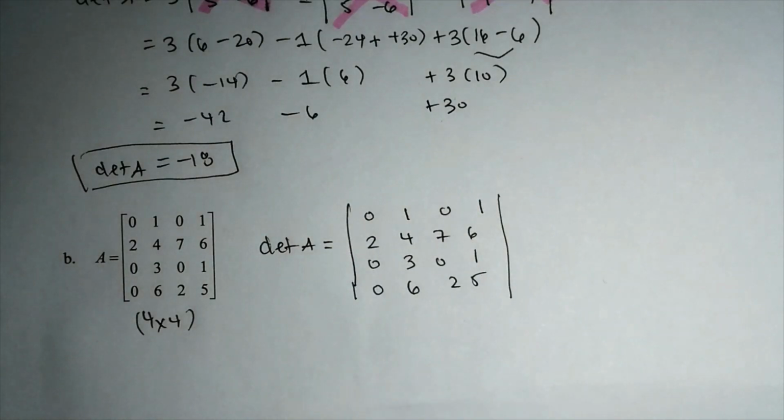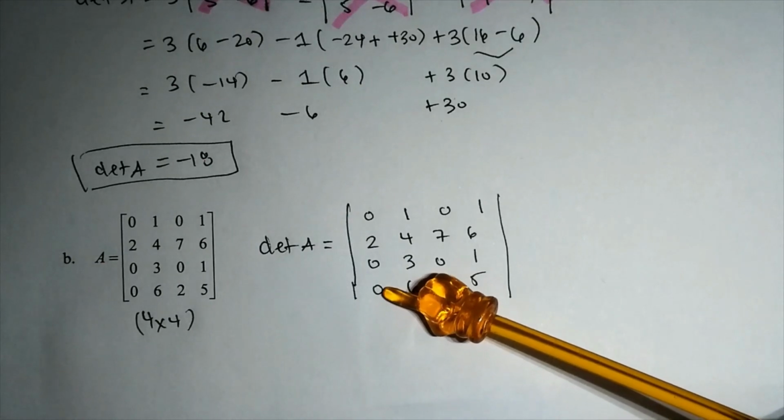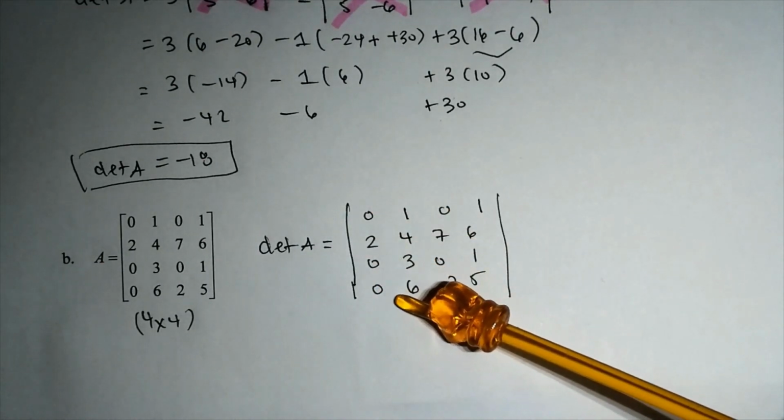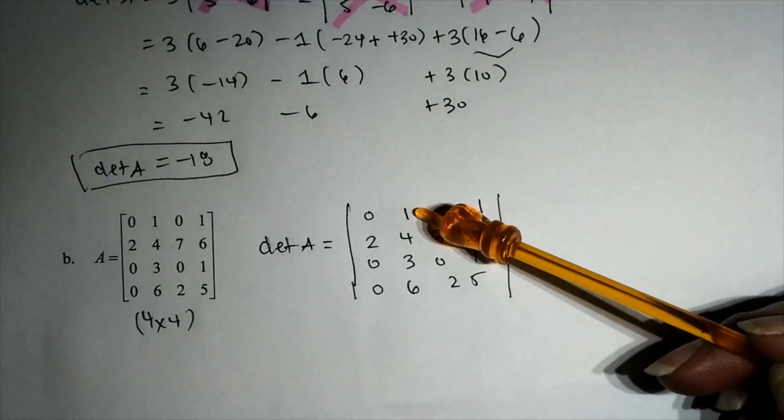But what if I wanted to expand the column? 0, 2, 0, 0. It's like, oh my goodness, we have a lot of zeros. I'm not going to look at the rest. I lie, I'm a teacher, so I'm going to look at the rest. Look at the next column.